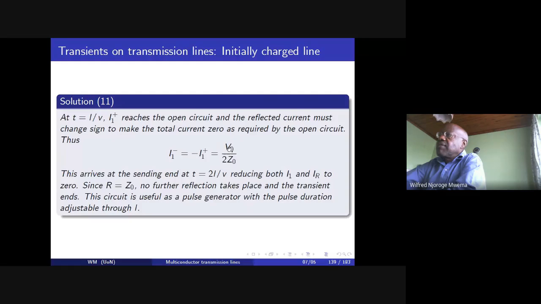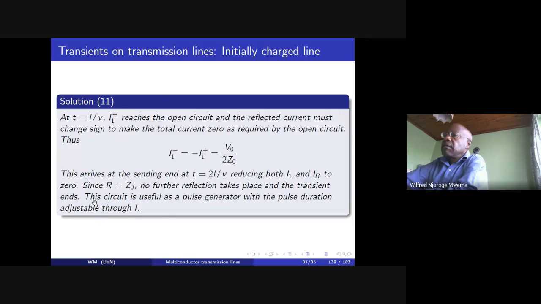And therefore we can see that I1 minus must be the negative of I1 plus, which we get as V0 by 2 Z0. And this will arrive at the sending end at a time t equal to 2L by V. And it will have reduced both I1 and IR to 0. And since R is equal to Z0, we expect no further reflections to take place, and the transient will then end.